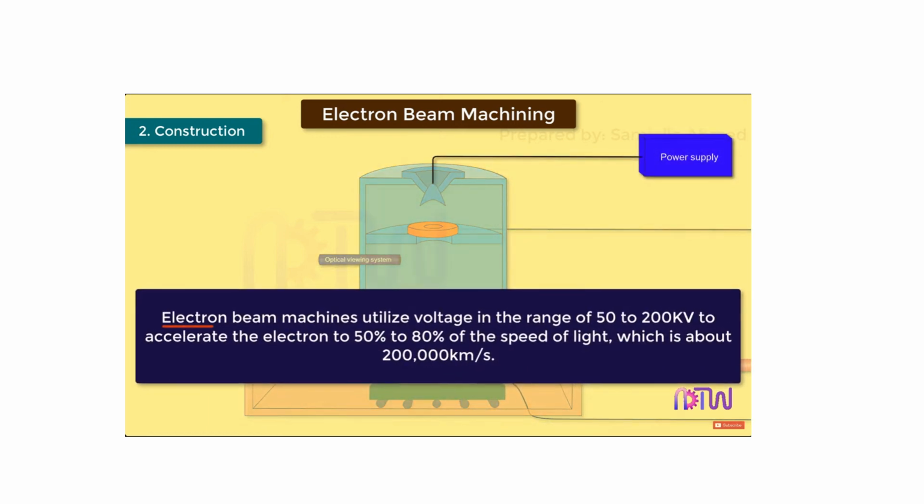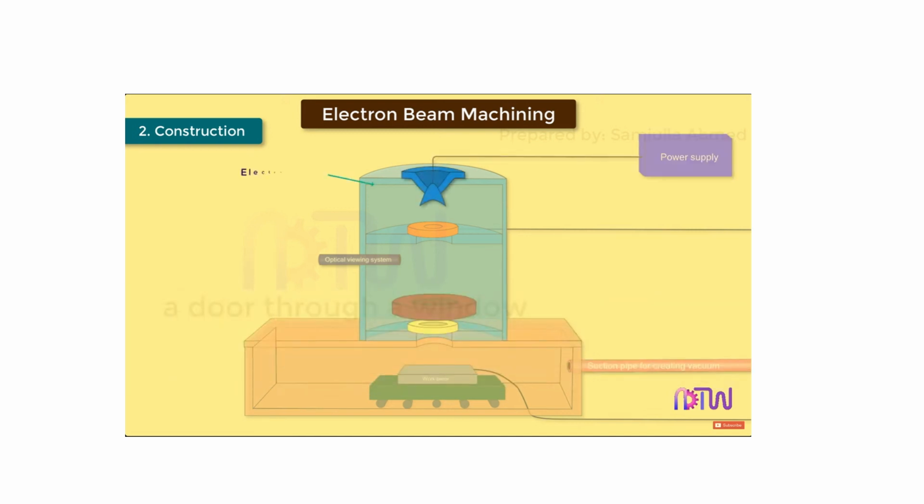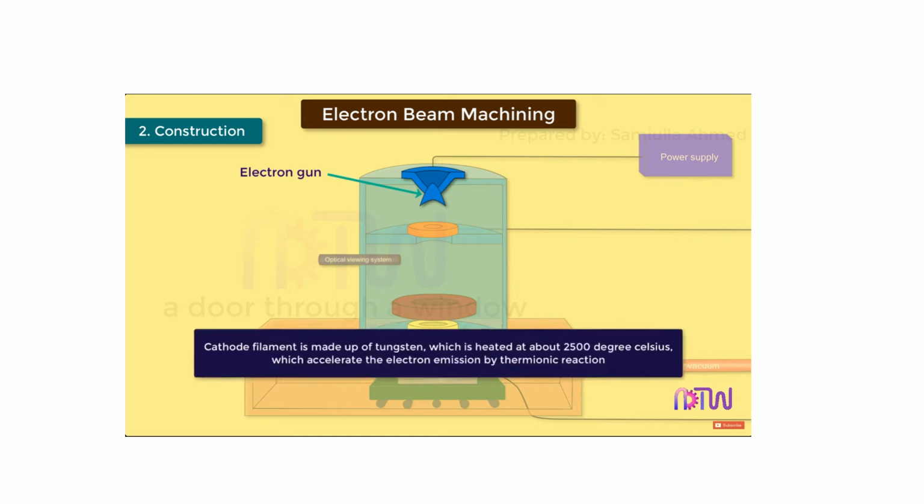Construction. The construction of electron beam equipment is similar to electron beam welding machines. Power supply. Electron beam machines utilize voltage in the range of 50 to 200 kV to accelerate the electrons to 50% to 80% of the speed of light, which is about 200,000 km per second. Electron gun. It is a cathode ray tube which generates the electrons, accelerates them at a very high speed, and focuses them on the required spot on the workpiece.